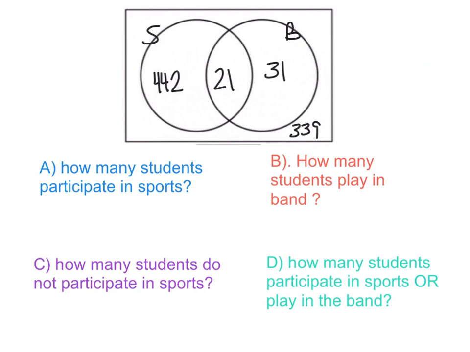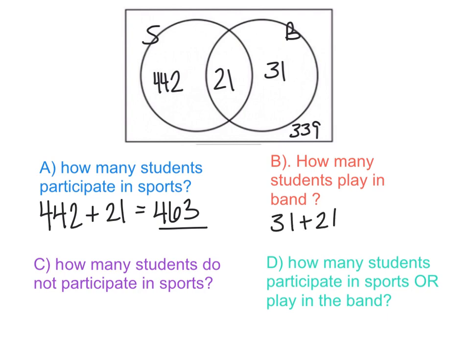Alright, so looking at the same picture, we'll try to answer a few more questions. How many students participate in sports? So I'm basically asking you, how many students are in the sports circle? I would say to find that, I would just do 442 plus 21 for a total of 463. Part B, how many students play in the band? Well, again, how many students are in the band circle? I would say that's 31 plus 21 for a total of 52.